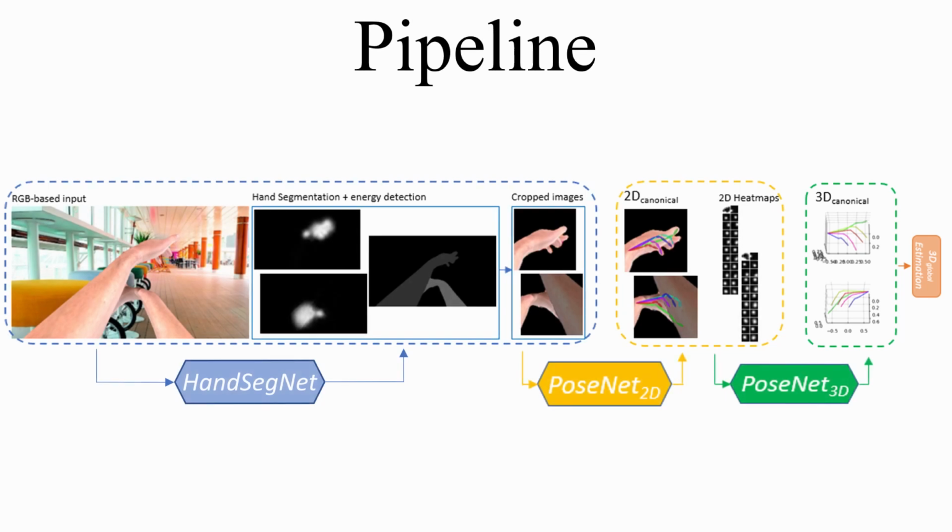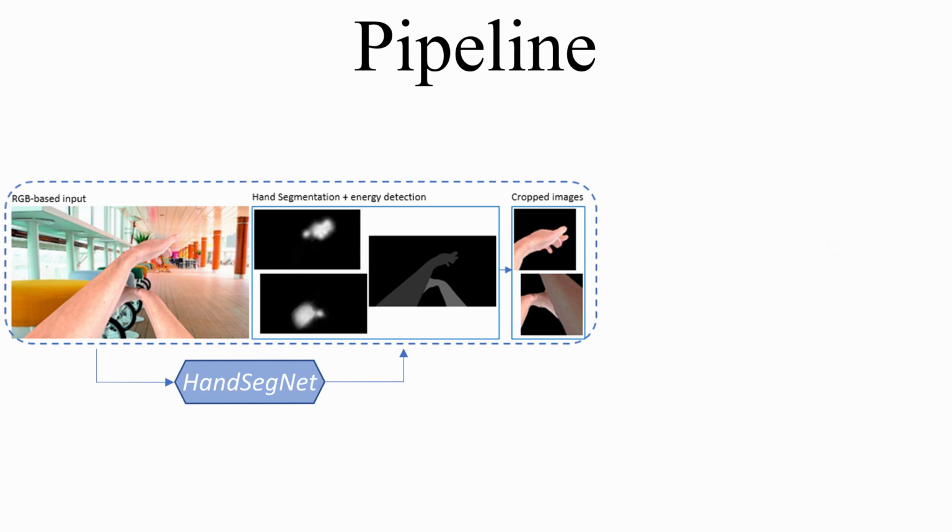Our pipeline consists of four major components: hand segmentation and detection, 2D hand pose estimation, 3D canonical hand pose estimation, and 3D global hand pose estimation. We created an algorithm we call HandSegNet that obtains the segmentation masks and heat map energy of both hands in a single image. The segmentation masks separate the color of the hands and arms from the background, while the heat maps approximate the exact position of the hands.